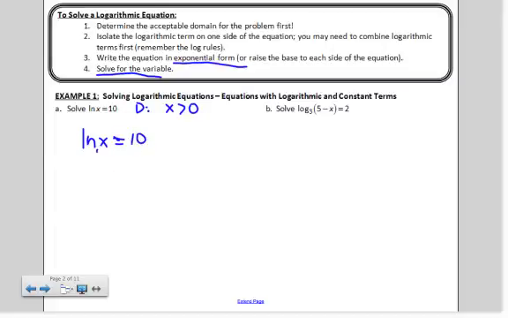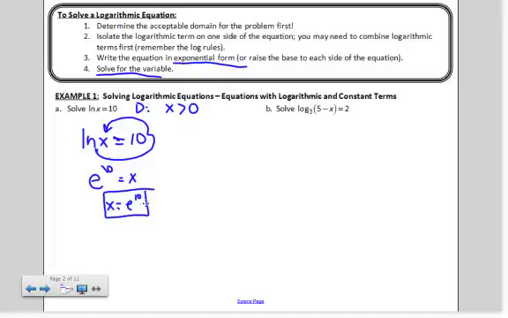Now notice one side has natural log and the other side doesn't. So to do this we need to think about the fact that we can convert this to an exponential equation. Remember, logarithm is exponent. So our exponent is 10 on the base of e and that is equal to x. And guess what? That's all you can do. So if you get this on the non-calculator portion of the test, this is how we want it.